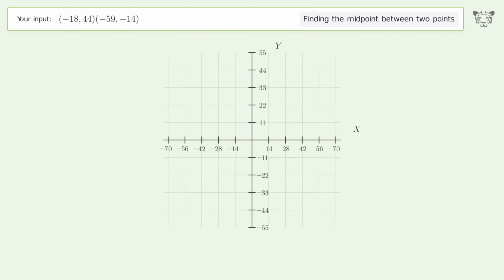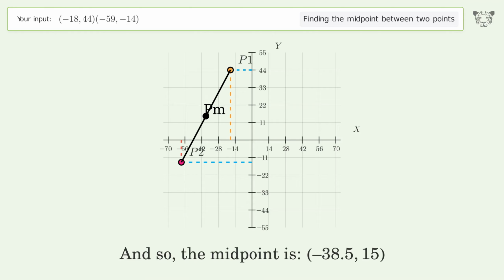And so, the midpoint is negative 38.5, 15.